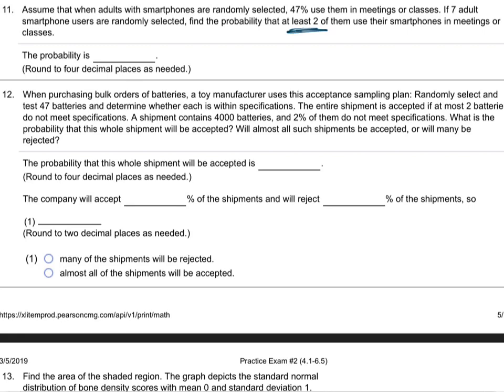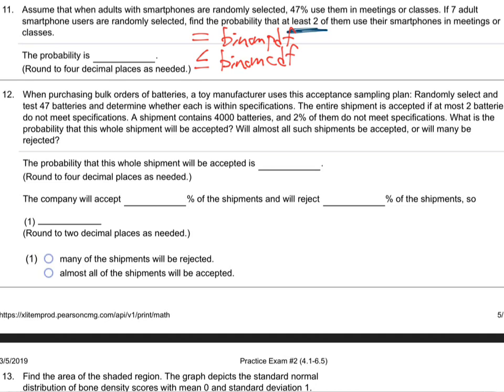This time, at least 2. So, okay, what do we do for this? Let me give you the game plan. If they say equal, we just did that. You do binom PDF. That's one we just did. If they say less than or equal, you do binom CDF.